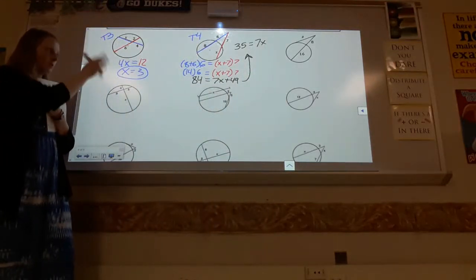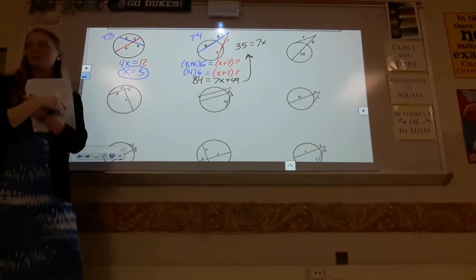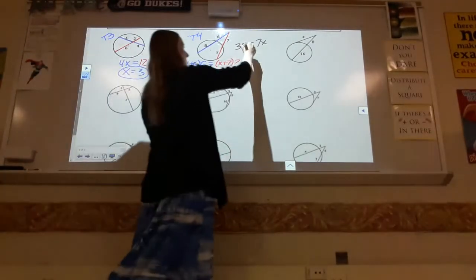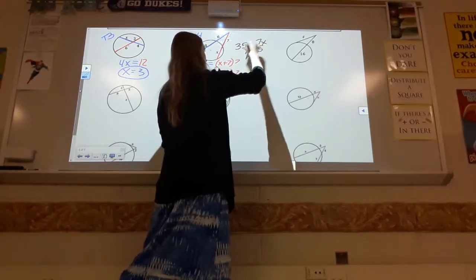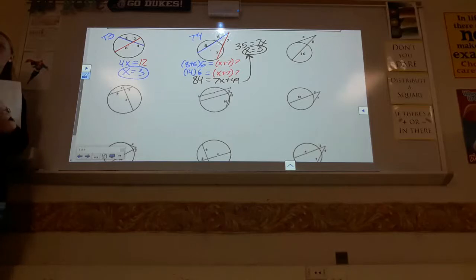And then, so you move the 49 over with the 84, leaving you the 7x by itself. And then how do you solve for x from here? Divide by 7, so x is 5. Okay? That's that question worked out.